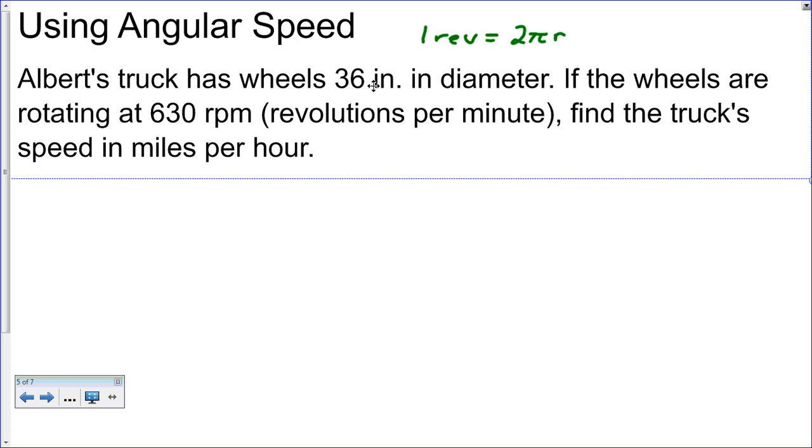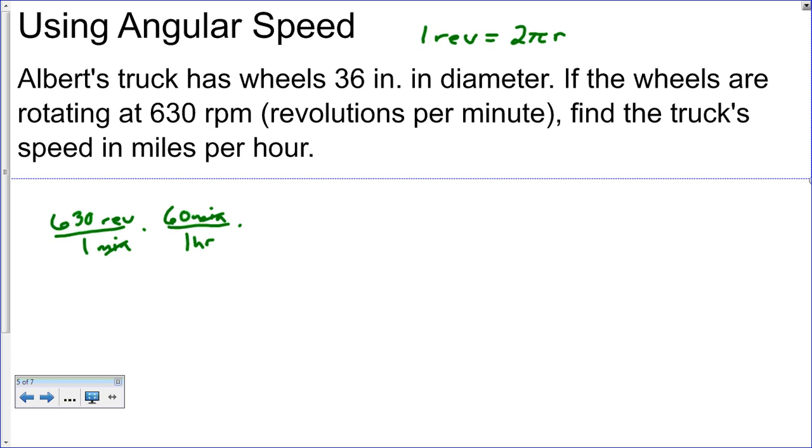In this particular problem, it says Albert's truck has wheels 36 inches in diameter. If they're rotating at 630 revolutions per minute, find the truck's speed in miles per hour. So we have, starting off, 630 revolutions over 1 minute. The way converting works is that I want to get rid of the two things I have and end up with miles per hour. Well, the minutes is easy. There are 60 minutes in 1 hour, and so that'll cancel out my minutes, and I'll end up with an hour.